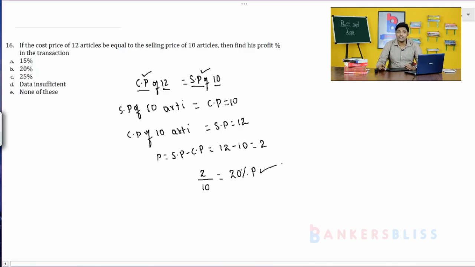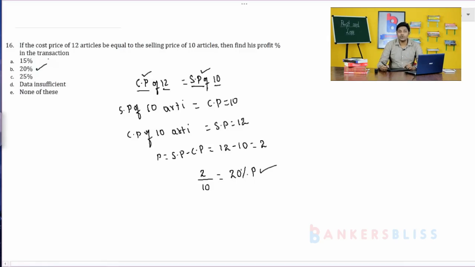When do you have to interchange? When they mention different numbers of units, and you get cost price and selling price which are both different. In those type of cases, you interchange the values. Here selling price of 10 articles is equal to cost price, which is equal to 10. Cost price of 10 articles is equal to selling price, which is equal to 12. So profit is equal to 2. So 2 by 10, which is equal to 20%. So 20% profit you got in this transaction. Very simple. Orally you can solve.